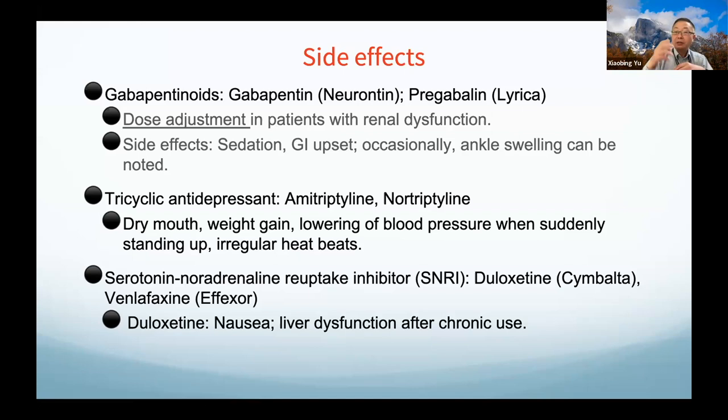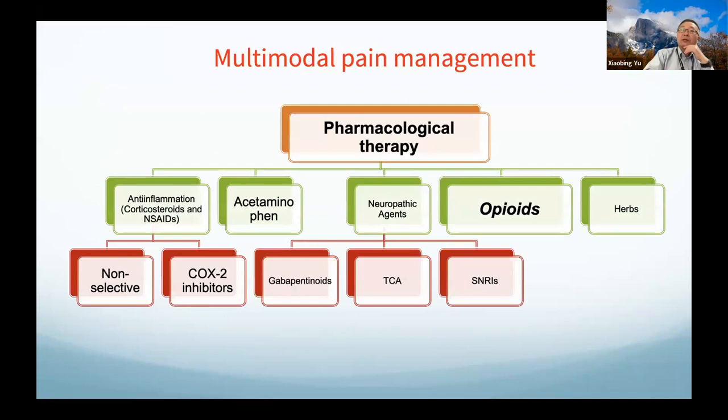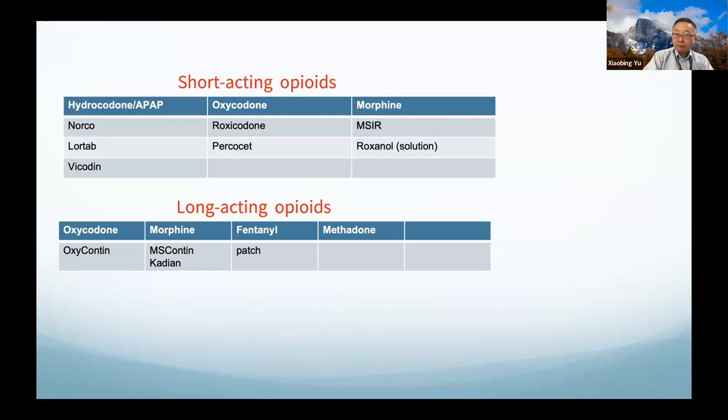The other thing is opioids. Someone always asks, what is the best pain medication available? I always tell them opioids. It is most effective, with fast onset, but unfortunately, the problem is the long-term effect. So some of you probably used, especially during a flare, a short-acting one such as Norco, Lortab, Vicodin, and Percocet, oxycodone, and some of the morphine doses, Roxanol, if someone has difficulty to swallow, long-acting OxyContin, MS Contin, and fentanyl patch. All those things are available.